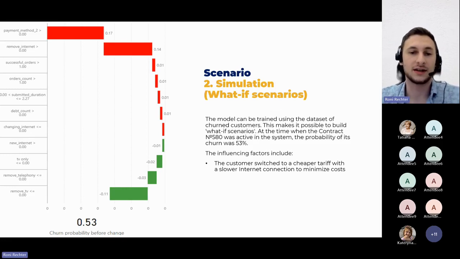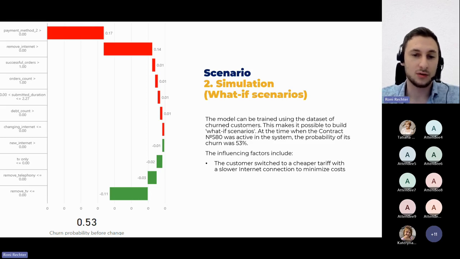Let's take a look at another scenario, which we call a what-if scenario, meaning what should happen to affect the probability. This model is trained, of course, on a data set of churned customers, and it makes it possible to build such scenarios. We have here an example of contract 580 that was active in the system with a churn probability of 53%. Yes, it's not very high, but it's not very low. It's a percentage where the company would like to take action to be safe.